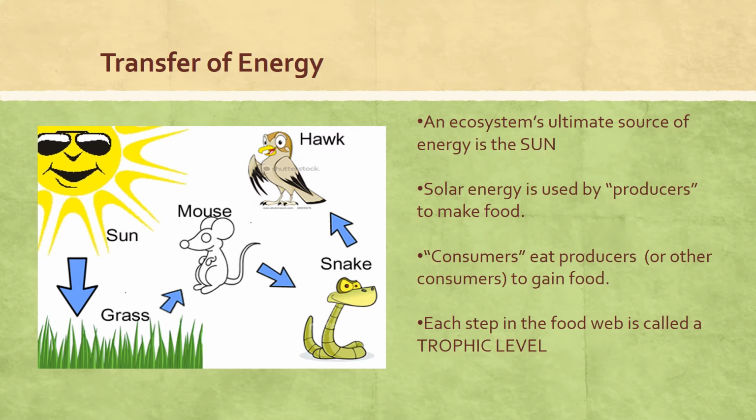Then we have a series of consumers. Consumers eat producers directly, or they eat other consumers to gain food. And each step in the food web is called a trophic level. So here we have a mouse who eats the grass. The mouse is then consumed by the snake, and then the snake is consumed by the hawk.